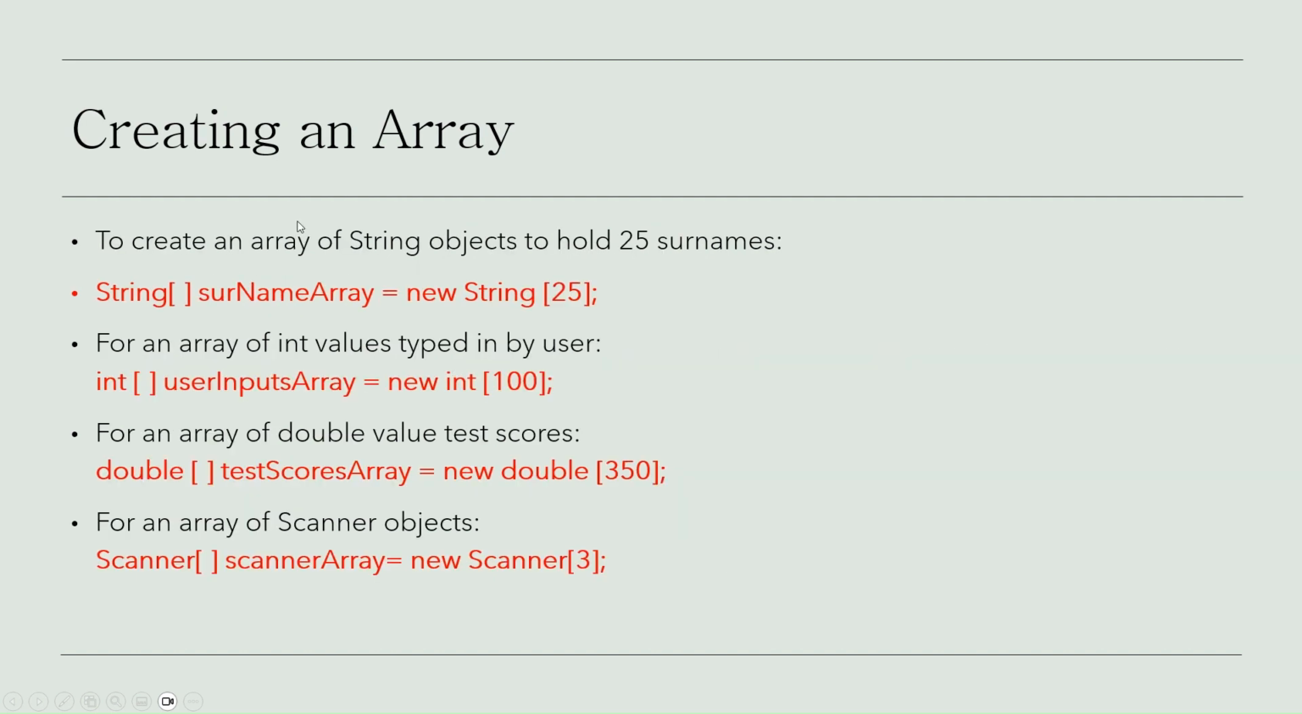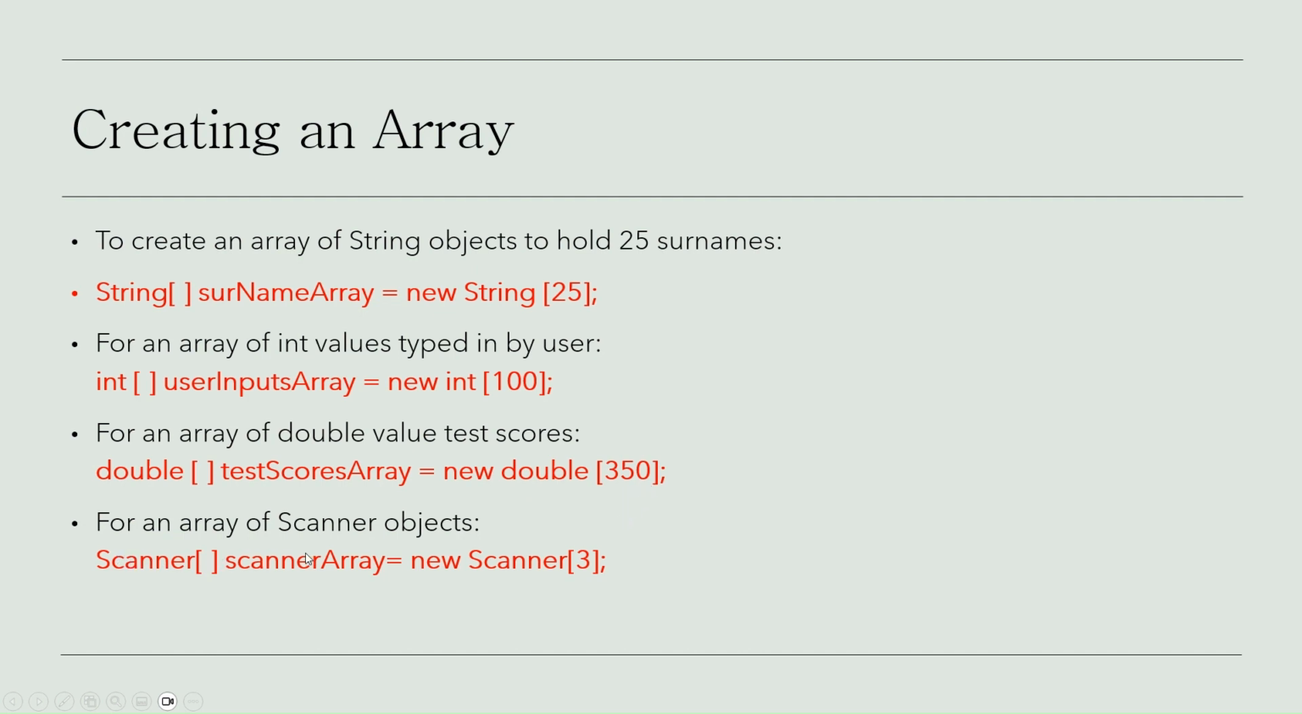Okay, so we have more examples of creating an array. A string array will be string, brackets, the name of the array, a new string 25. An array of ints, again, will be a new int and 100 int values. A double will be double, like you see, the brackets, the name, and then new double 350.